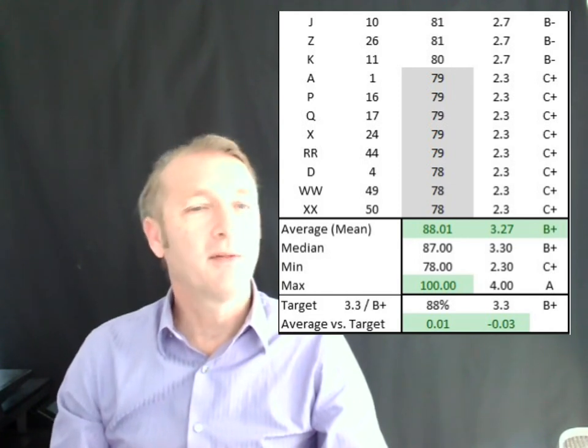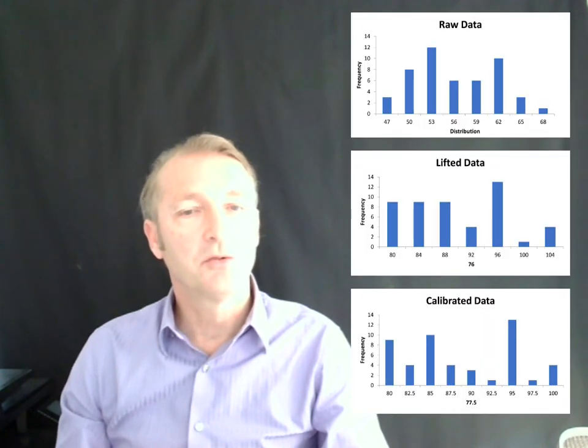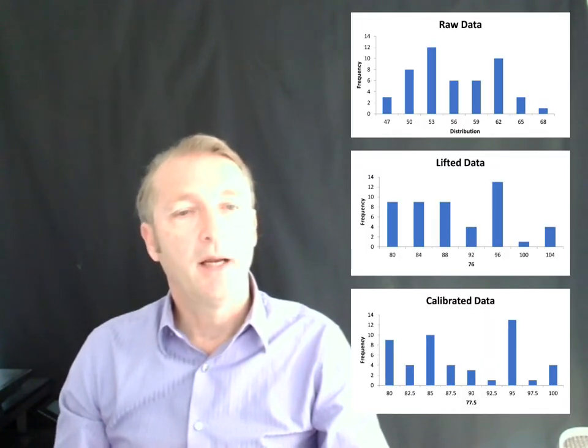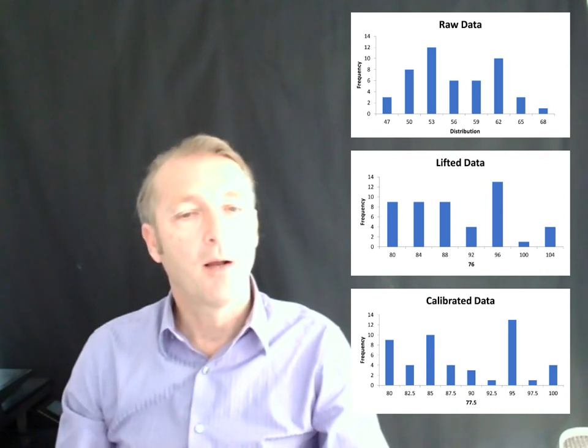Hopefully this was helpful, but that's a process of how you actually curve the grades. I also just wanted to show you the distribution scores. So here you can see the distribution of the raw scores, which is how they split out in the different bins.